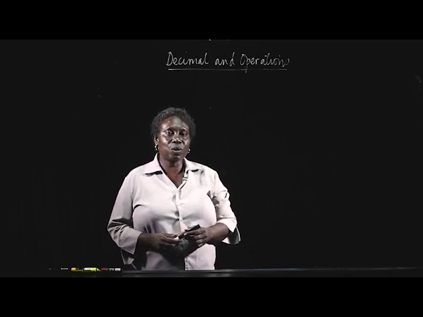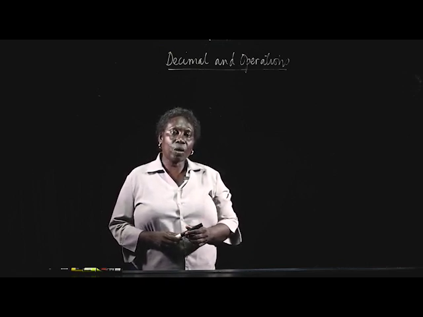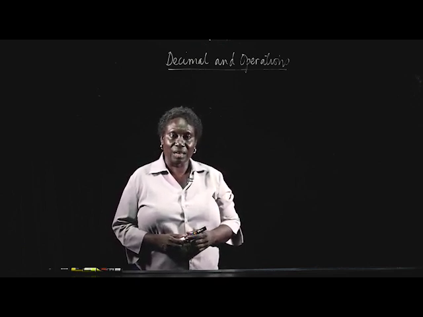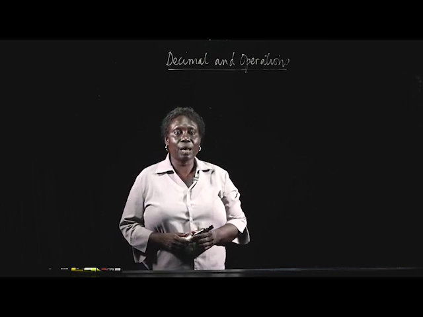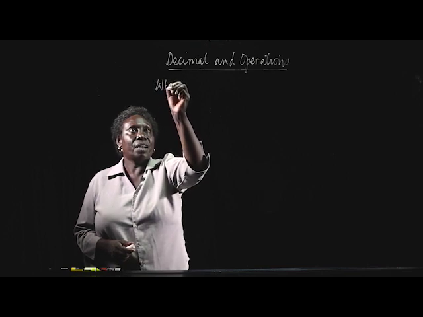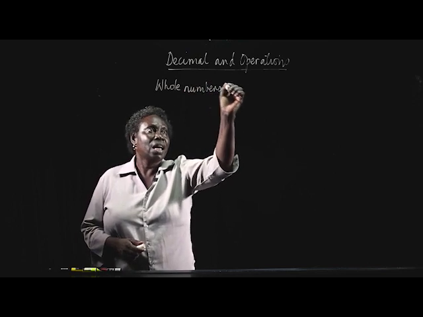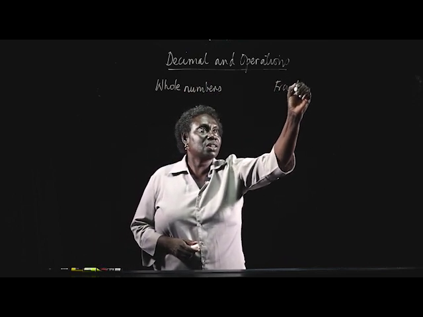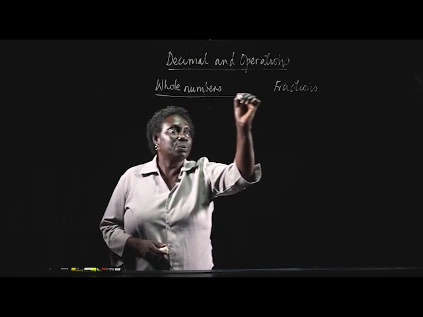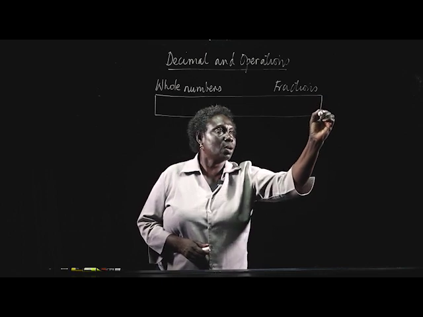Now, I am going to illustrate to you what a decimal is, because a decimal consists of a whole number and a fractional part which is separated by a decimal point. I am going to illustrate that using the place value table. So, we have the whole numbers on our left, and then we have the fractions on our right. We can use a place value table to illustrate what a decimal is.